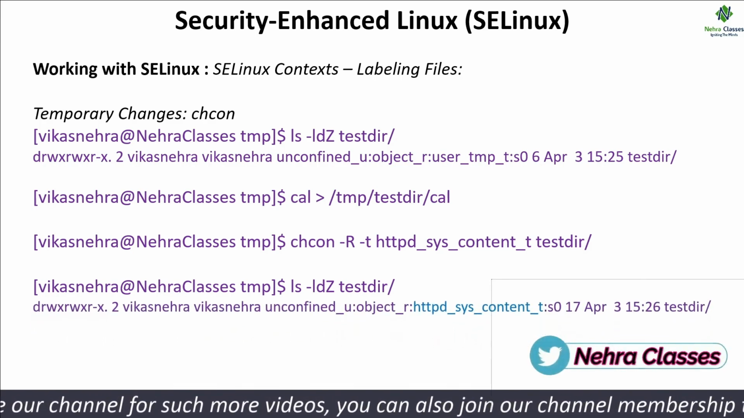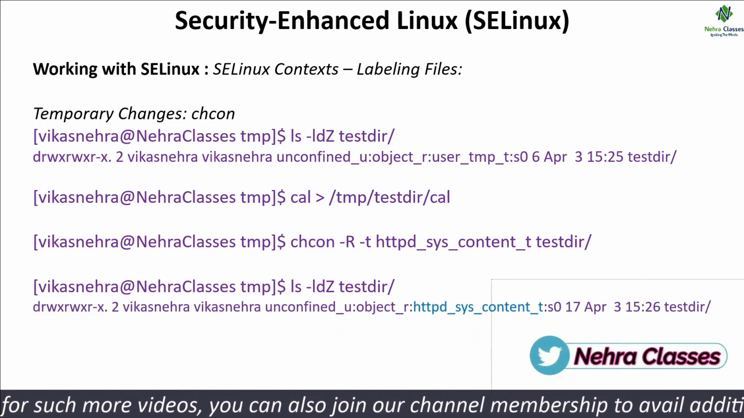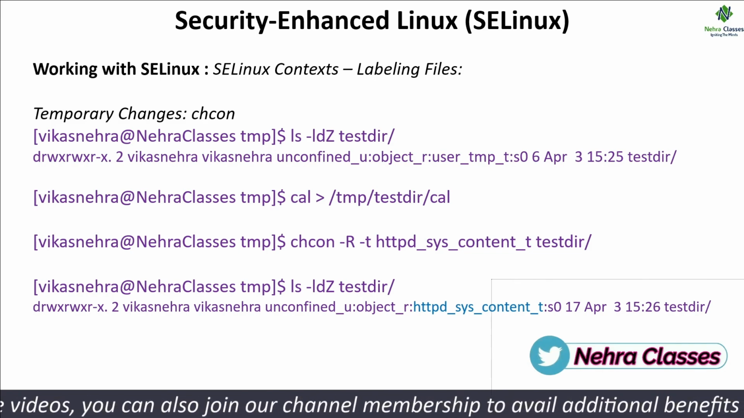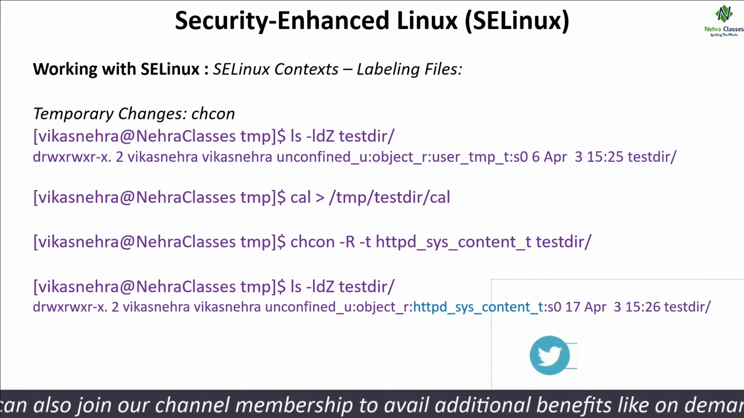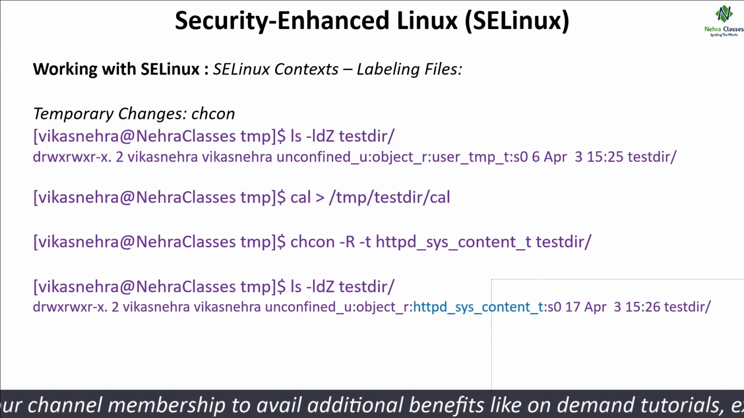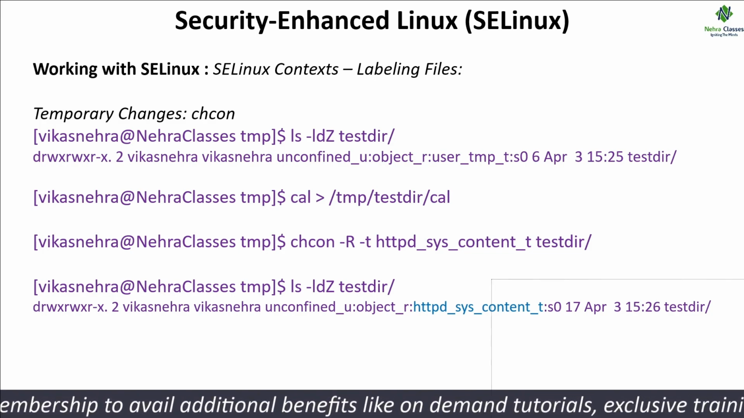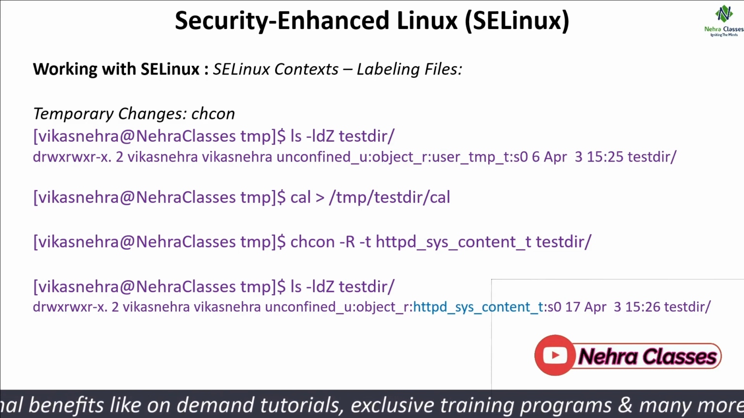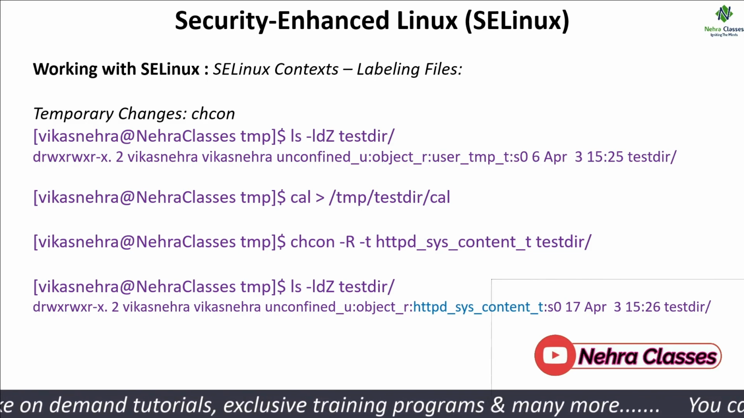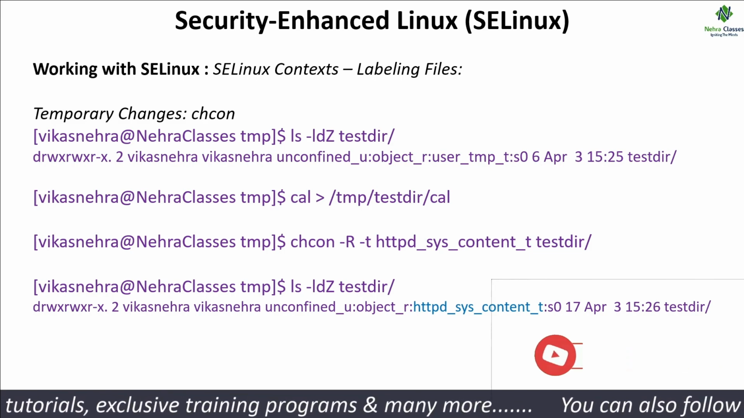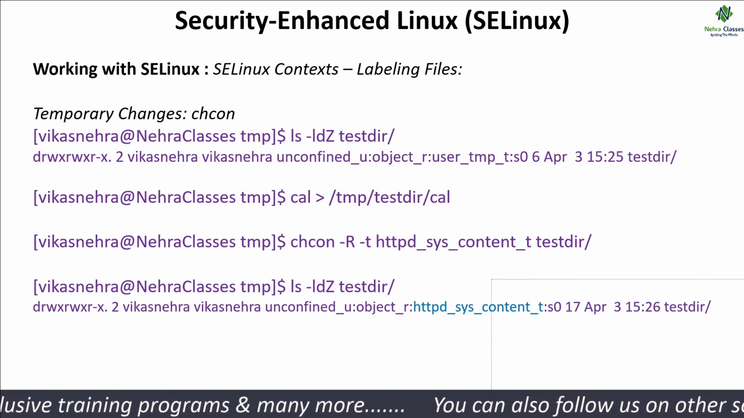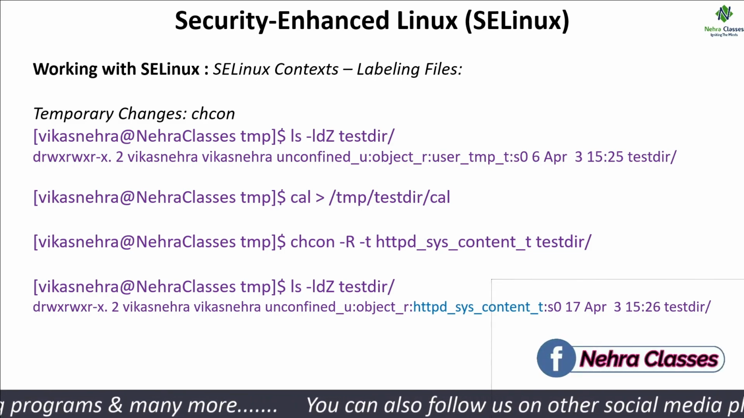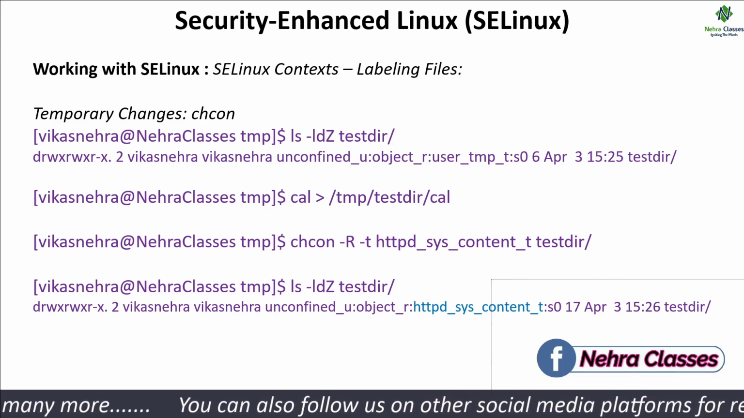It will display the SELinux context. Here in the output you can see that the type is showing up as httpd_sys_content_t, which is in the blue color. So ideally it should have been user_tmp_t, but since we have already executed the chcon command and we have changed the type, that is why it is showing up like this.